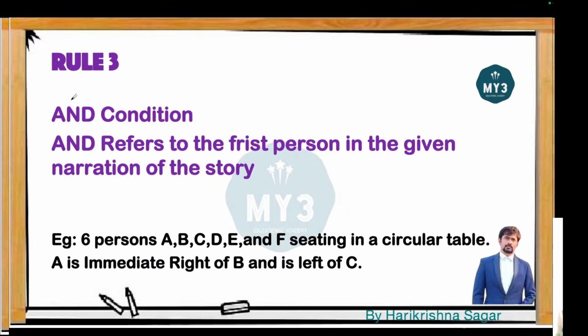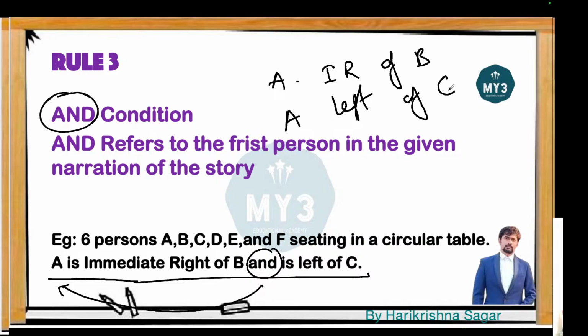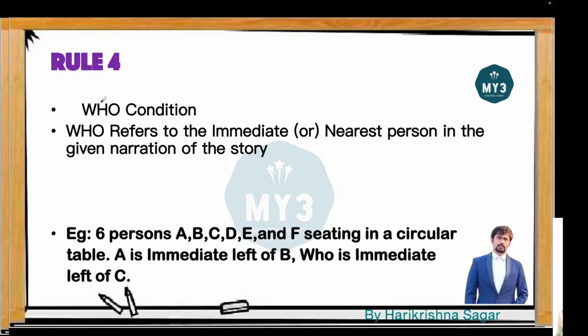Rule number 3, the AND condition. How can we understand the condition of AND? For example, you have a condition like this: A is the immediate right of B and is left of C. So AND always refers to the first person. That means if you want to split this into 2 statements, the meaning of this is: A is the immediate right of B, this is 1, and A is left of C. So AND refers to the first person, so A is left of C. That's the meaning.